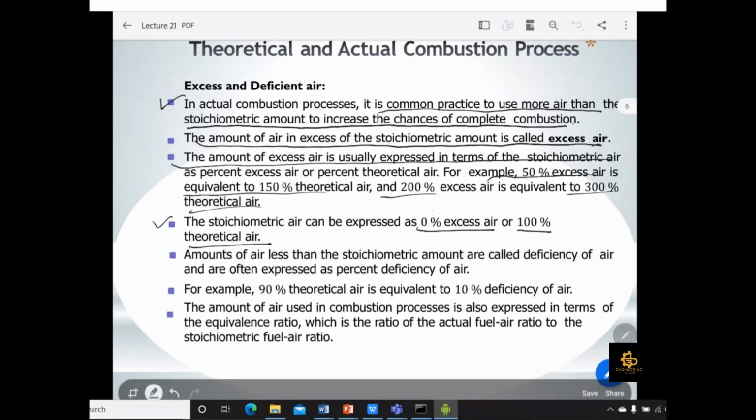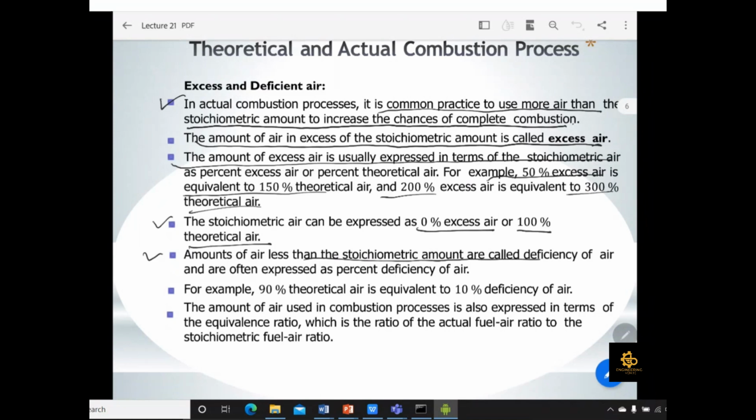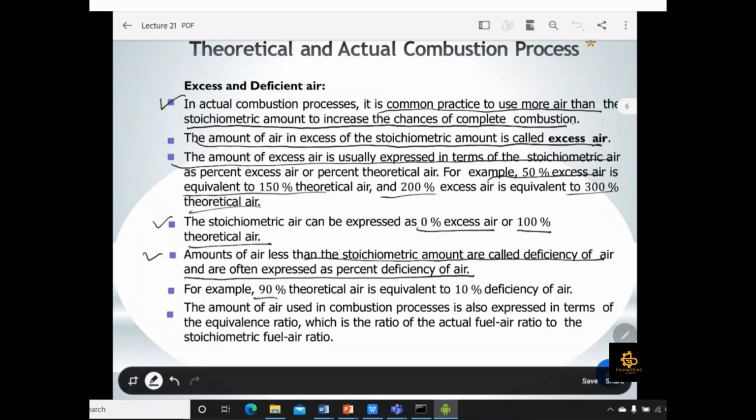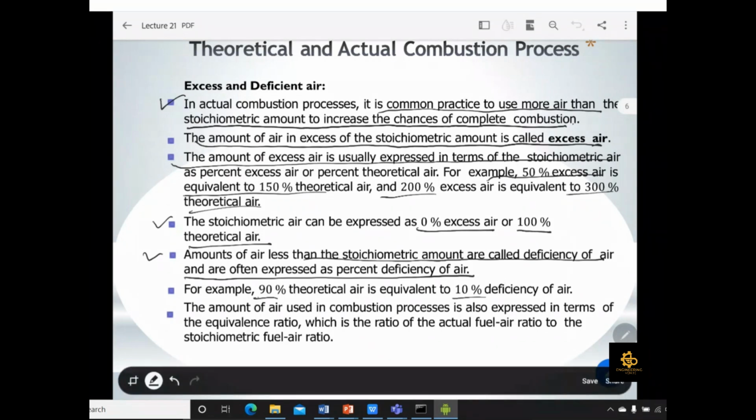So if it is mentioned as 0% excess air, you can easily judge that we are talking about 100% theoretical air, where the minimum amount is present for combustion. An amount of air less than the stoichiometric amount is called deficiency of air, often expressed as percent deficiency of air. We already talked about this in the previous slide: 90% theoretical air means 10% deficiency of air.